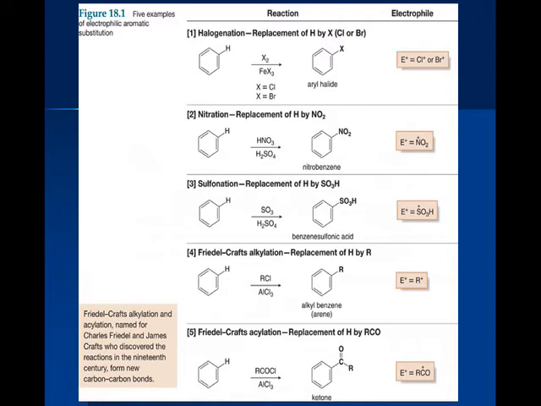Chlorination and bromination, very easy to do. Bromination is probably the easiest one on a laboratory scale because bromine's a liquid. I don't have to worry about gaseous chlorine. Okay? Here we yes, sir.